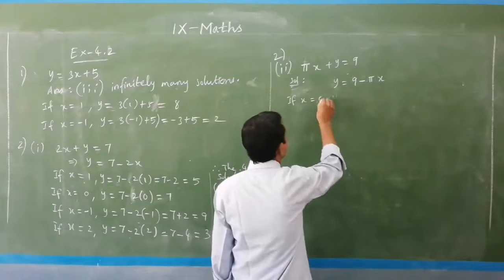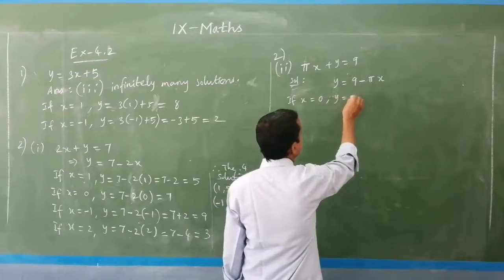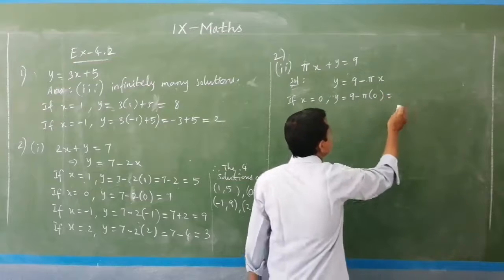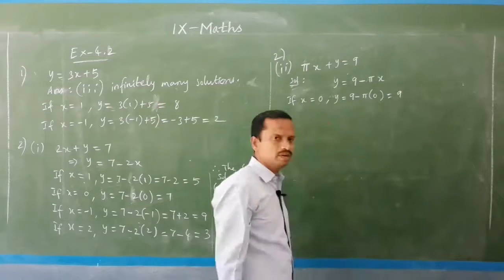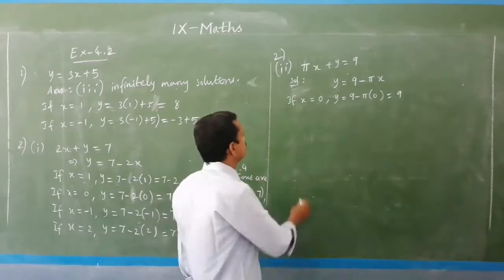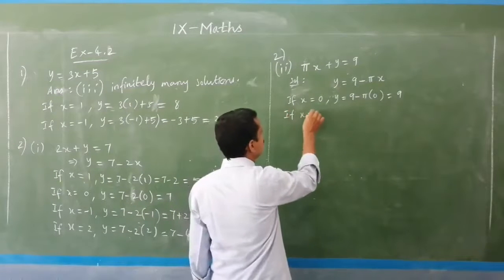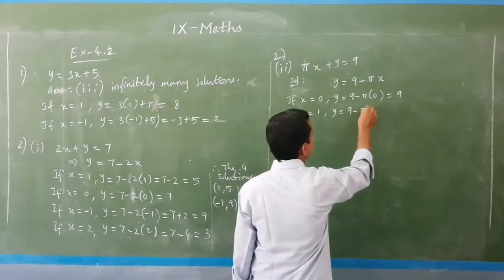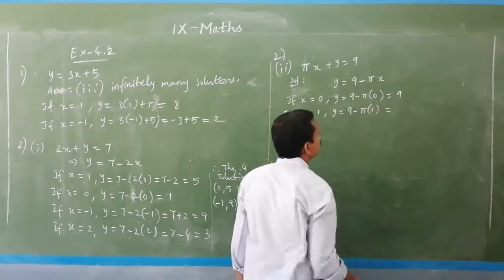So, x equal to 0, what happens? y equal to 9 minus pi into 0, we get 9 only. 9 minus pi into 0, 0, so 9 minus 0 is 9. And then if x equal to 1, then y becomes 9 minus pi into 1, that is 9 minus pi.